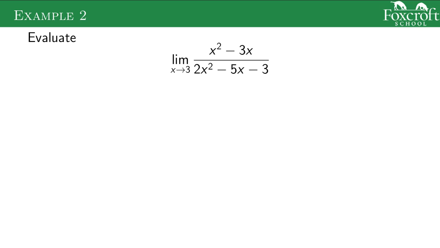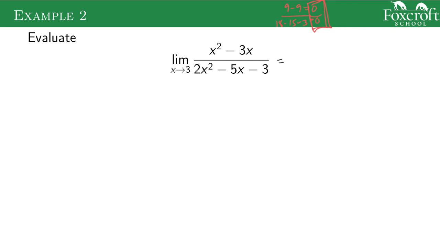All right, same thing. First thing you'll always want to try with your limits is plug in the number. So if I try to plug in 3, I'm going to get 9 minus 9 on the top, which is 0. On the bottom, I'm going to get 9 times 2 is 18, minus 15 minus 3, that's also 0. Right. So when you get 0 over 0, that's your clue that, okay, I might be able to cancel something out, or I should be able to cancel something out.